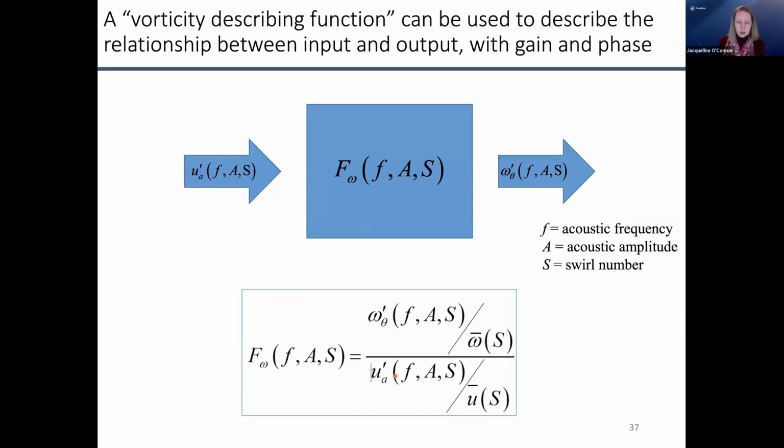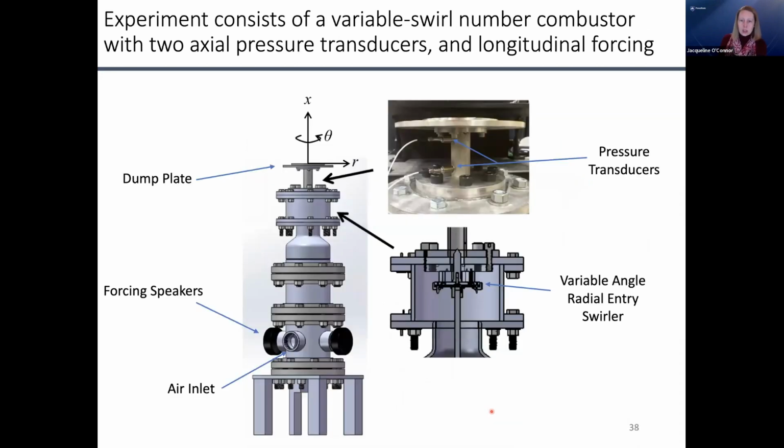So this is how we were going to define our vorticity transfer function. It is going to be the coherent vorticity fluctuation over the mean vorticity divided by the acoustic velocity input divided by the mean flow. So this is a pretty standard describing function configuration. And I told Ben, go forth and measure. So the experiment he was doing this on is a swirling flow experiment. It's kind of a unique experiment because inside the rig, we can change the swirl number from no swirl up to 75 degrees blade angle, which is a swirl number of almost 2.